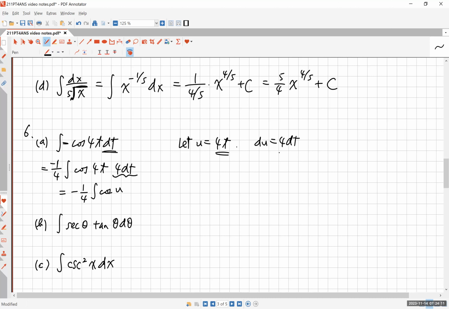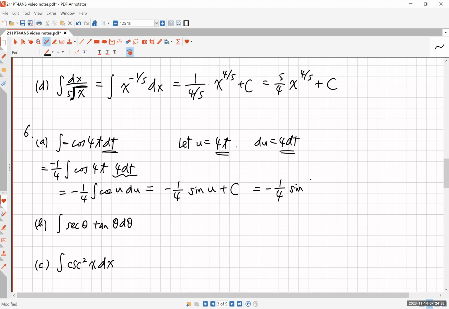And now we have 4 dt, which is exactly what du is. Okay, perfect. So this is -1/4 sine of u plus c. Remember, the integral of cosine is simply sine plus the constant. But remember, u is something I just made up.